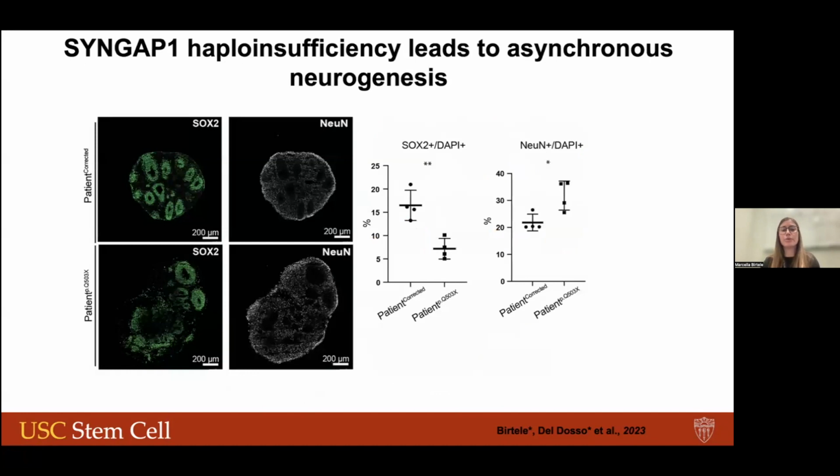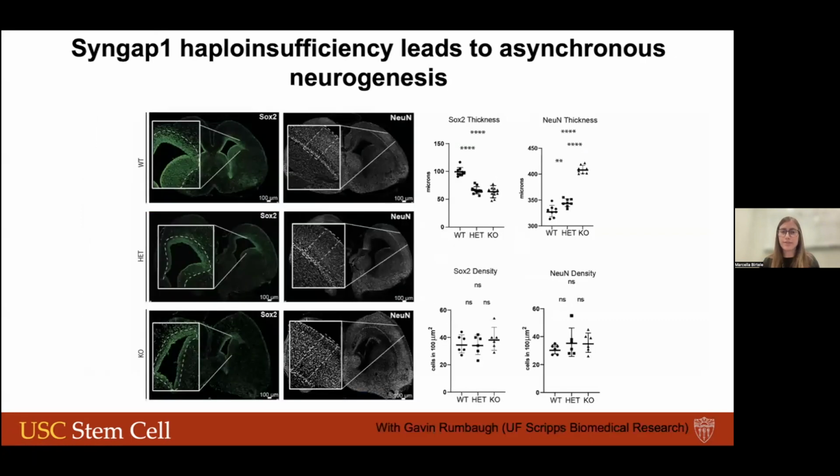Next, we wanted to look at the overall composition of the organoids. What we could see was that in control organoids, we had an increased level of progenitors. At the same time, in patient organoids, we could see an increased level of overall neurons. This suggests that radial glia cytoskeletal remodeling is affected in a SYNGAP patient, giving rise to an asynchronous neurogenesis.